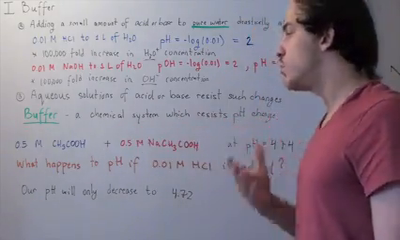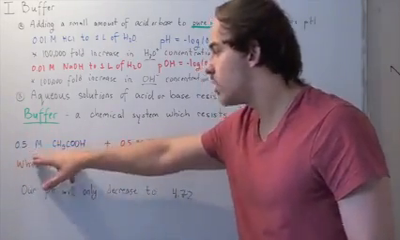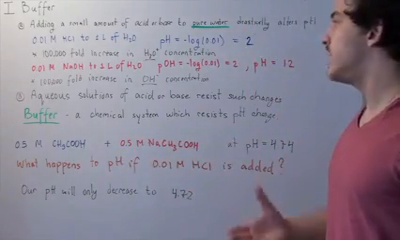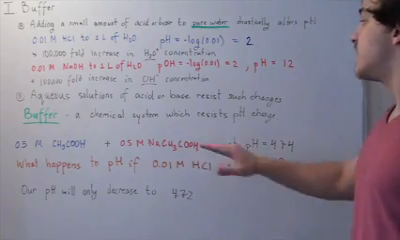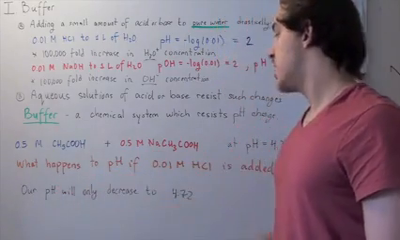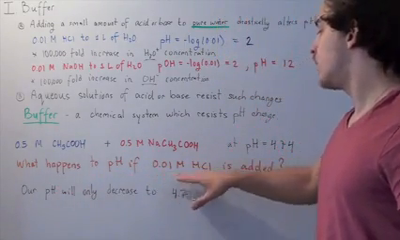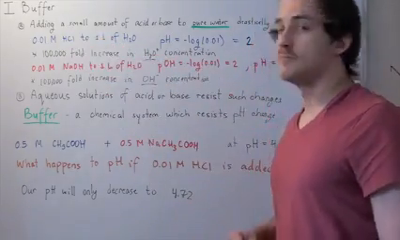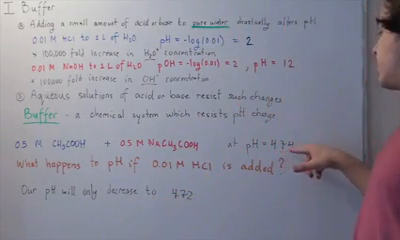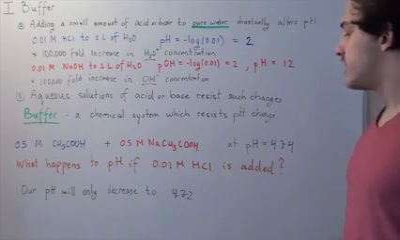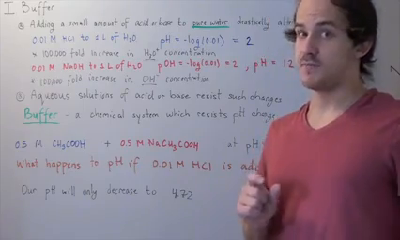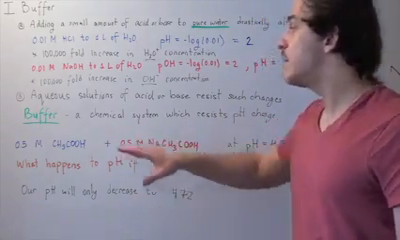So for example, suppose we had a system of 0.5 molar of acetic acid mixed with 0.5 molar of sodium acetate in 1 liter of water, and this system's pH was 4.74. So now what happens to our pH if we add 0.01 molar of hydrochloric acid as we did in part A? Well, now our pH will only decrease from 4.74 to 4.72. That's a change of 0.02. That's a very small change. Well, that's because this system has a buffer system.